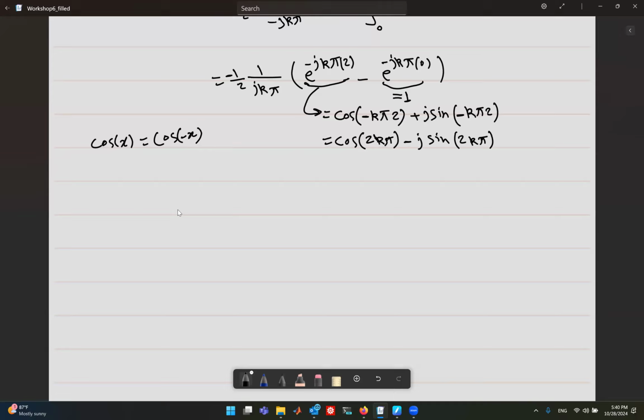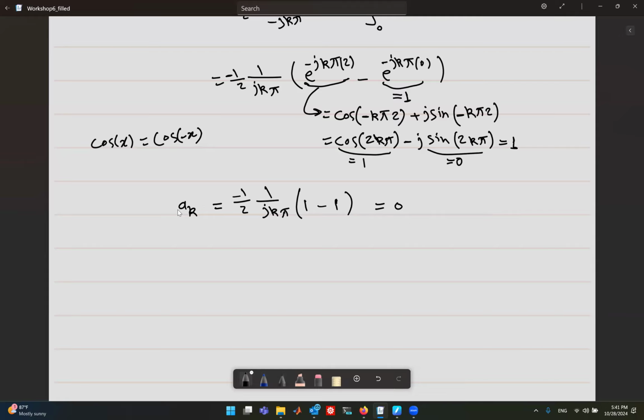Now, what's the value of those two? Sine of 2 pi k should be 0. Yes, the sine is 0. The cosine is 1. So this one is 1. And we have 1 minus 1. So AK equals, let me write it again, jk pi times 1 minus 1, which is 0.